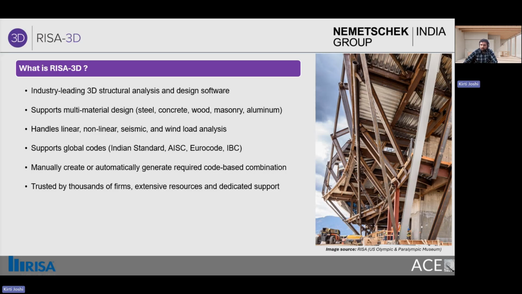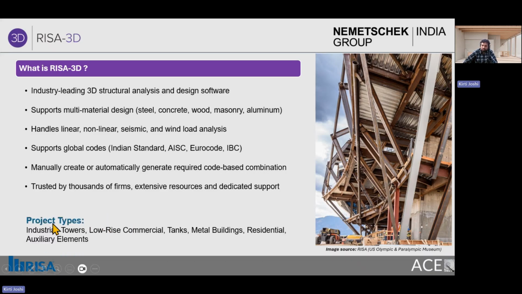For example, if you are designing an industrial shed or a steel building, you can run the same model for both the IS code and the AISC. You can either manually create your load combinations, or you can let RISA generate them based on the code requirement. RISA is also used by a large number of firms worldwide, due to its flexibility and accuracy. As you can see on the screen below, it supports different project types like industrial structures, commercial structures, metal buildings, and residential structures.